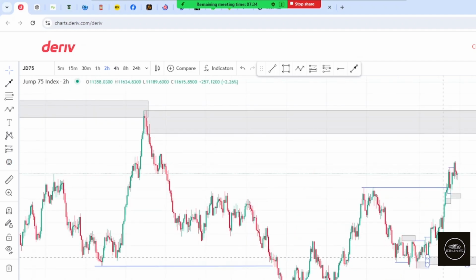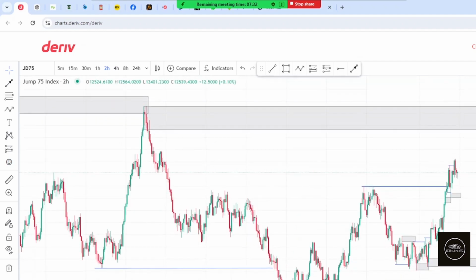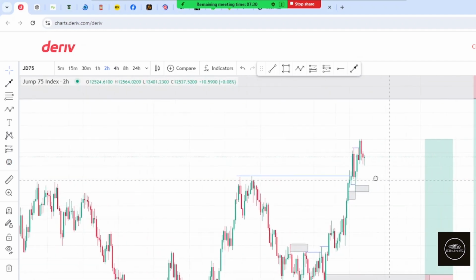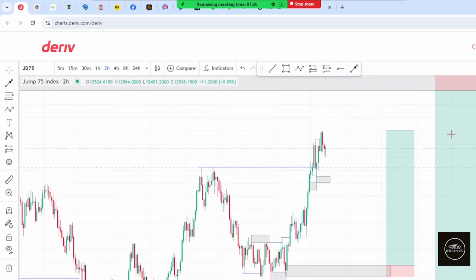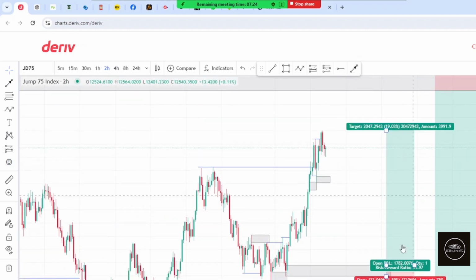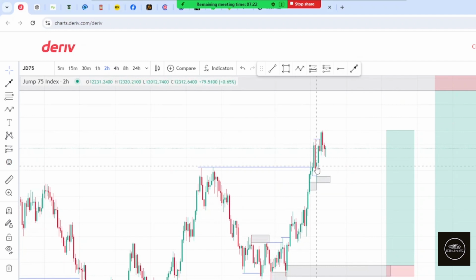So moving down to the lower time frame, let me show you guys how I got this demand zone. This is the short-term buy I'm anticipating the market to buy from. Once the market reacts, I'll buy from it. If the market doesn't, then I will delete my order. That's it.